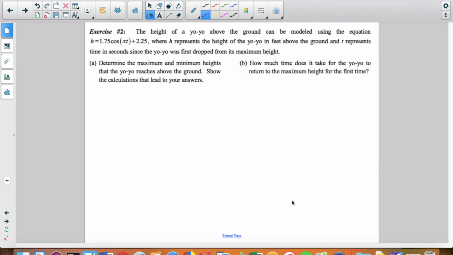Okay, exercise number 2. The height of a yo-yo above the ground can be modeled using the equation h equals 1.75 cosine of pi t plus 2.25, where h represents the height of the yo-yo in feet above the ground, and t represents the time in seconds it was dropped from its maximum height.